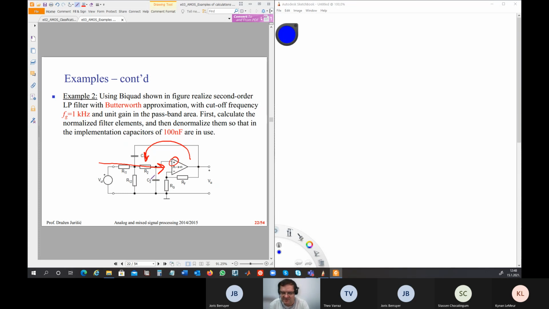And it's also very well known as the Sallen-Key filter. Sallen and Key wrote this paper in 1955, so very, very long time ago. But they were not using op-amps, they were using vacuum tubes. Okay.